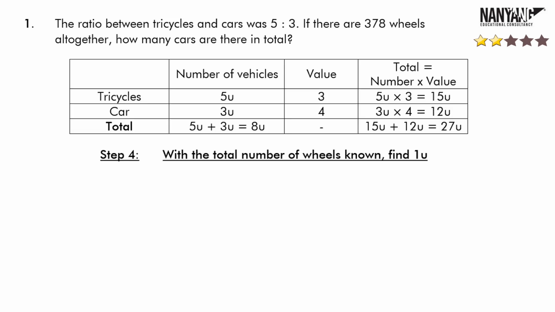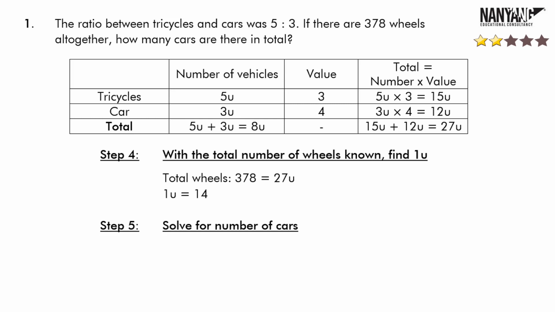Now with this table, we can find 1 unit. The total number of wheels there are, as found, is 27 units. And the question tells us this is 378. So with that, we can find out that 1 unit is 378 divided by 27. We get 14.